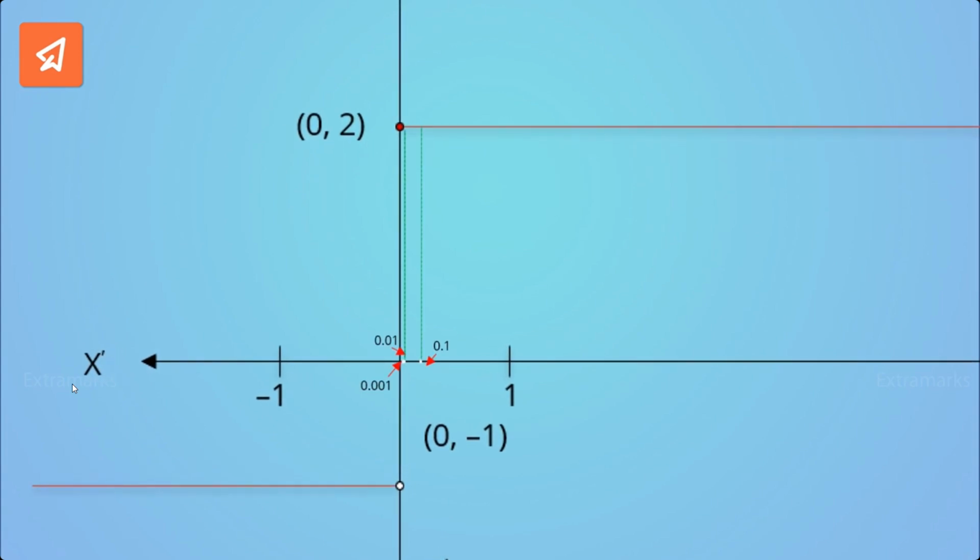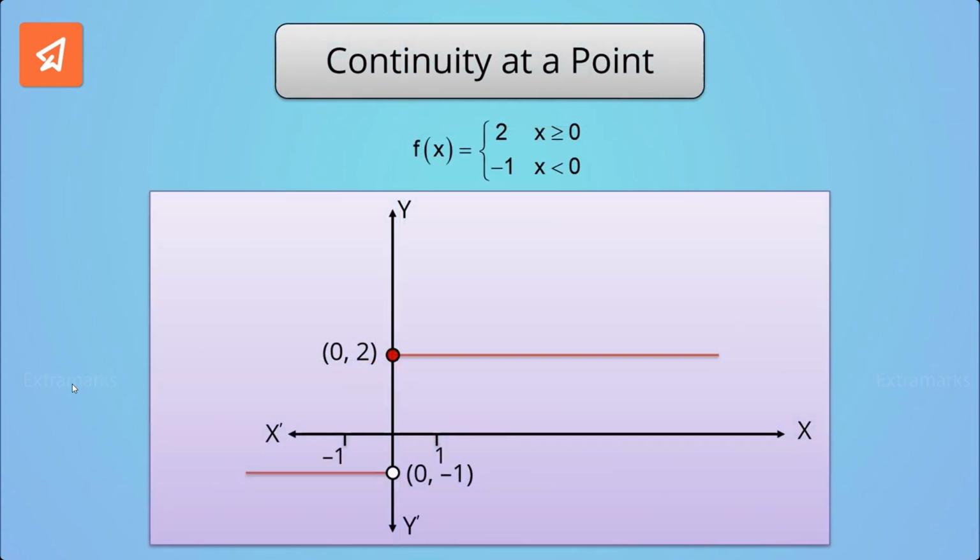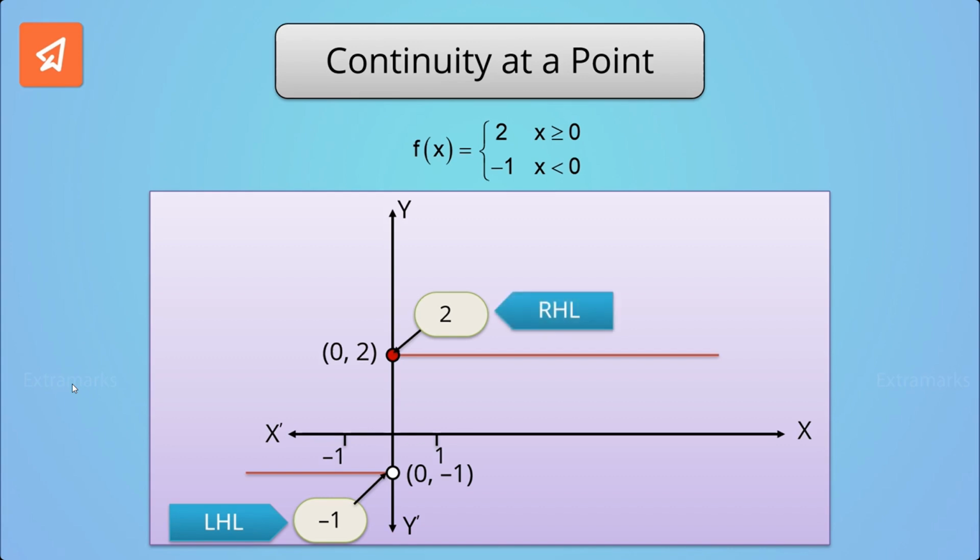So, we can say the function value is -1 as x approaches 0 from the left and 2 as x approaches 0 from the right. So, the left-hand limit is -1 and the right-hand limit is 2 at point x equals 0. From this, we can say that the left-hand limit and right-hand limit do not coincide.